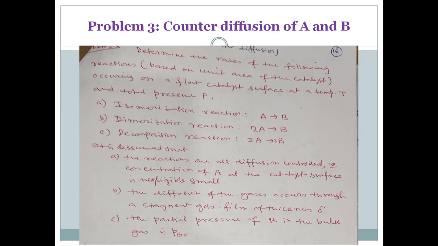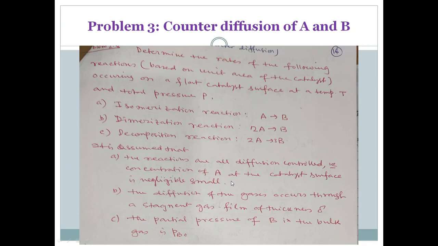This is a very important statement. Now you will understand, this is the mass transfer class, but you are telling the reaction is happening and asking to calculate the rate. See, as I told, in a heterogeneous catalytic reaction there is a blending between mass transfer and reaction engineering. The reactions are all diffusion control. That is, the concentration of A at the catalyst surface is negligibly small.